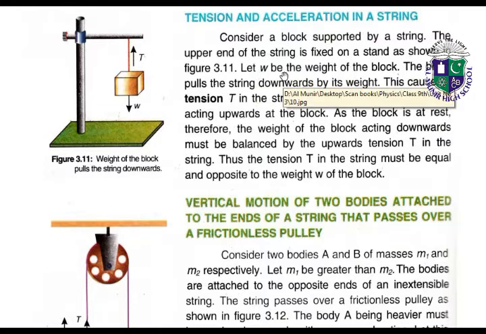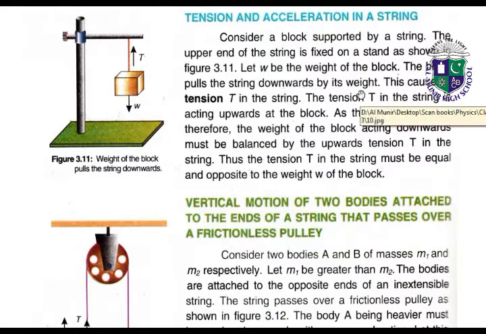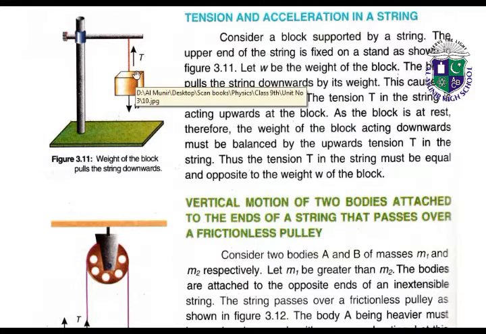Let W be the weight of the block. This block is heavy and it has some weight, so W is showing the weight of the block. The block pulls the string downwards by its weight. So look at this string, the block pulls the string downward because of its weight. This causes a tension in the string. So this is caused because of the weight of the block, it causes a tension in the string.